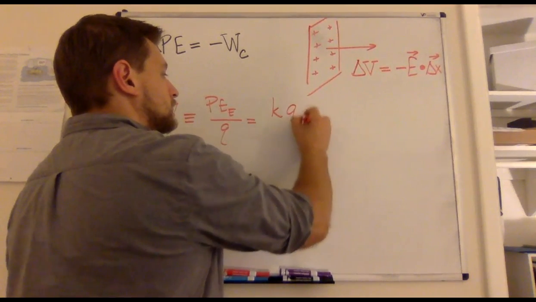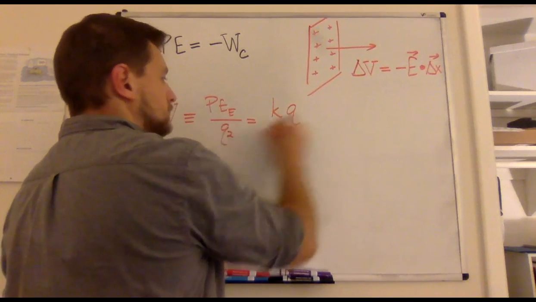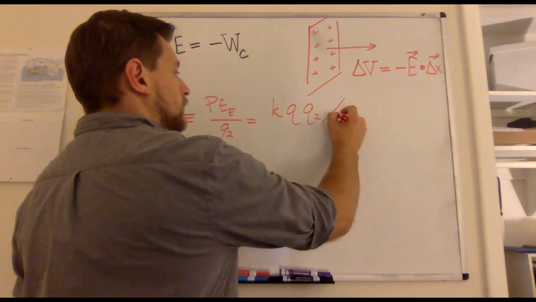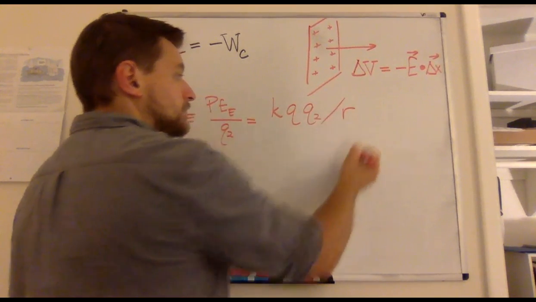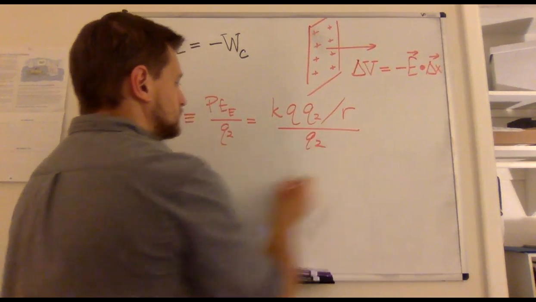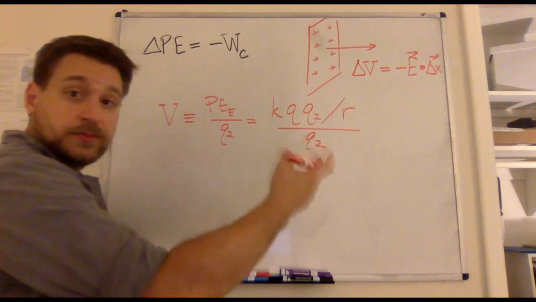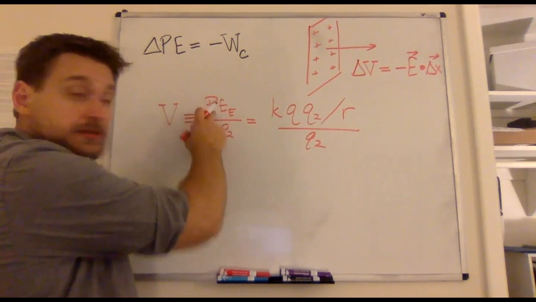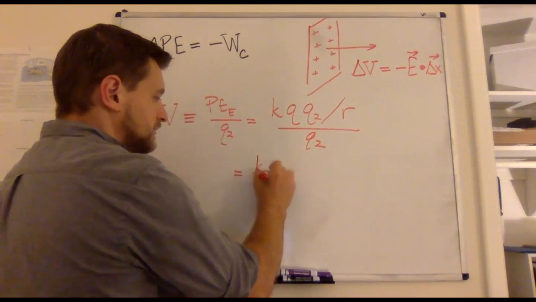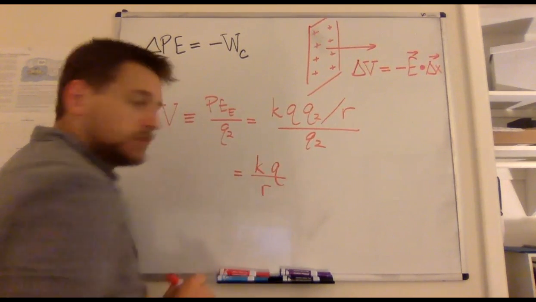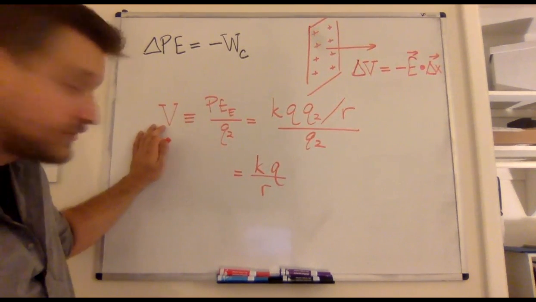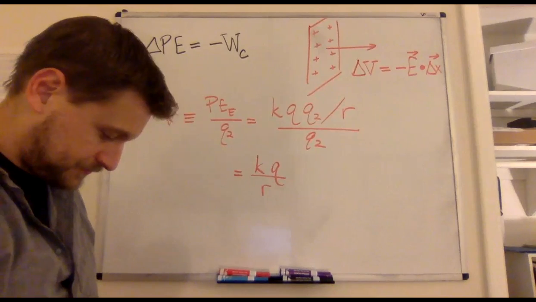K Q1 Q2 over R, divided by Q2. Division by R, remember, because we're talking about potential energy. The Q2's cancel, and we have K Q over R. The electric potential due to a point charge.